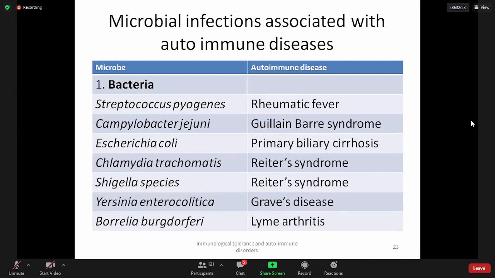Streptococcus pyogenes is associated with rheumatic fever, and as you remember, it is because of the M protein found within these organisms that resembles the C carbohydrates. So when we form antibodies against these Streptococcus pyogenes, these antibodies also damage the valves, so you end up getting rheumatic fever.